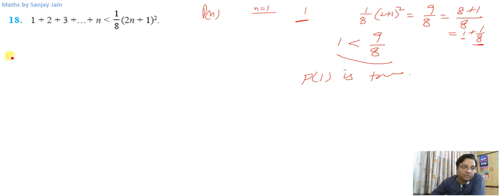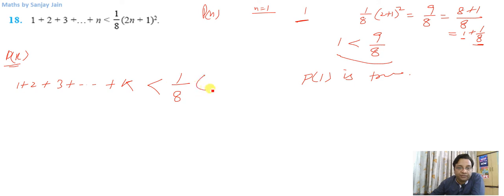Now let us assume it to be true for P of k, or for n equal to k. So I'll write the statement. I am not writing everything here because I have written it and I've already told you what to write. So I am solving this question directly by writing the minimum number of things that I have to write. So let this be my statement number 1, because P of k is true. Now I have to prove P of k plus 1 to be true.